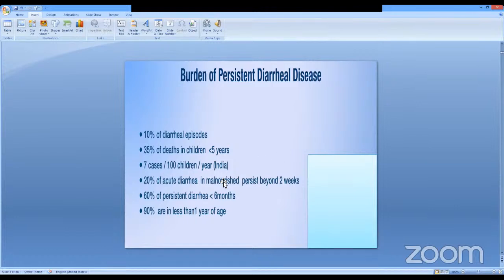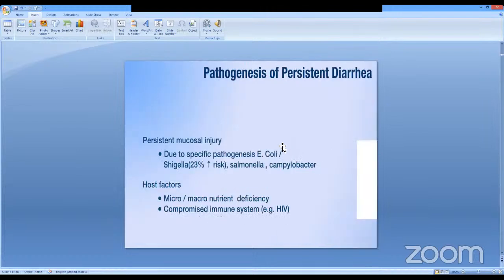So this is the burden, and 60% of persistent diarrhea occurs in children less than 6 months, and 90% in less than 1 year of age. So a few points regarding the pathogenesis of persistent diarrhea: basically it is due to persistent mucosal injury. Why does this injury occur? Mostly because of some bacteria which the body has difficulty clearing. Mostly they are E. coli and Shigella. 23% of these cases are because of Shigella, and sometimes Salmonella and Campylobacter. Some host factors are also responsible, such as micro and macronutrient deficiency and a compromised immune system.